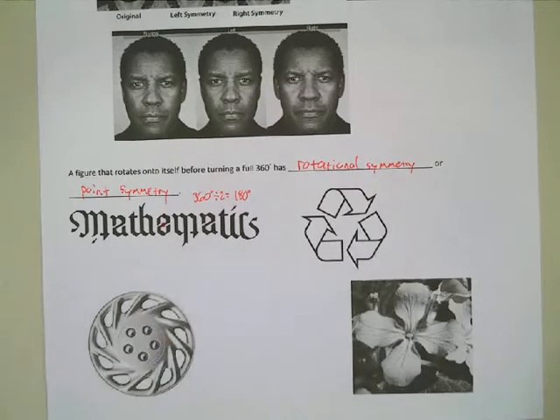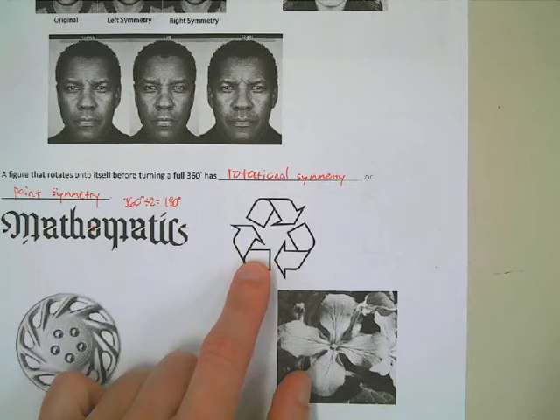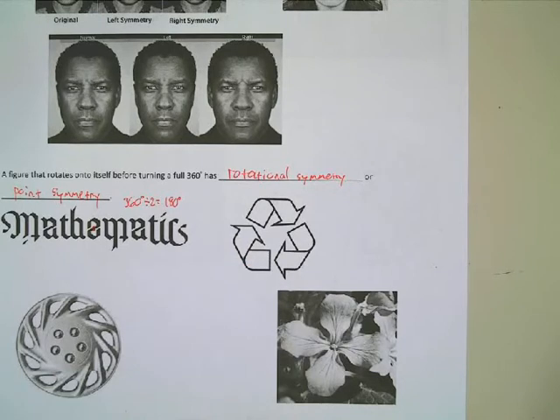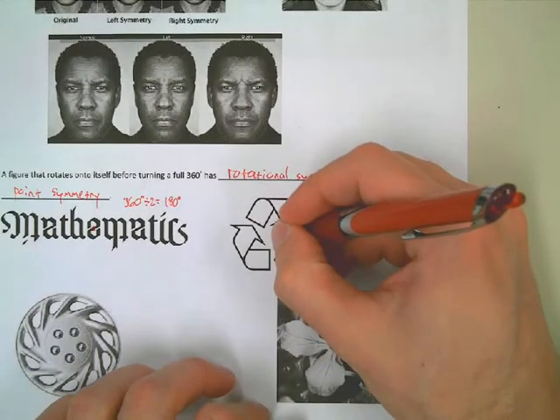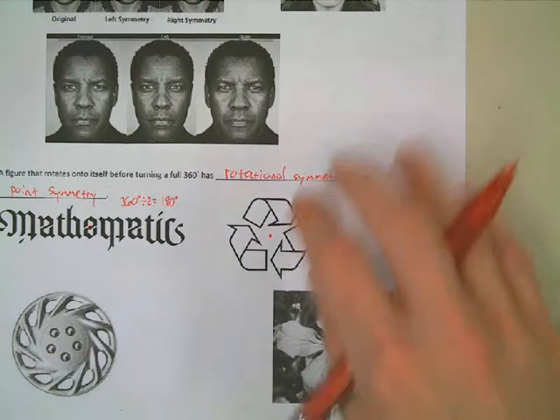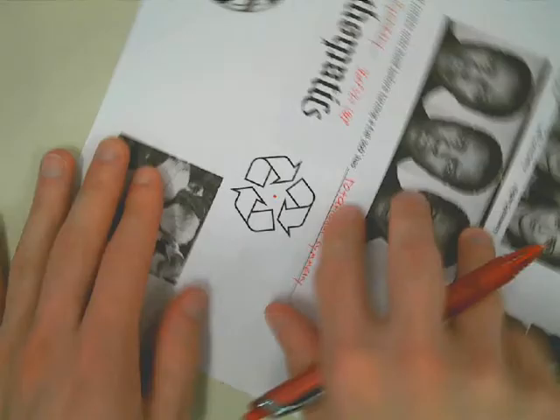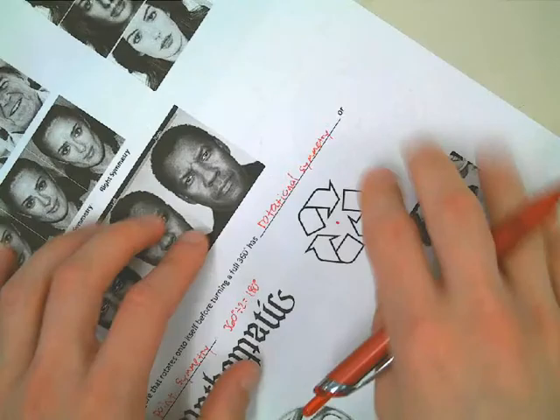Okay. This symbol, right? We're familiar with this one, hopefully. That's the recycling symbol. So the point of rotation for this one would be right in the center, right? Right there. And how many times can we turn this before we get back to the original? So let's see here. We can do it 1, 2, and then 3 turns to get back to the original.